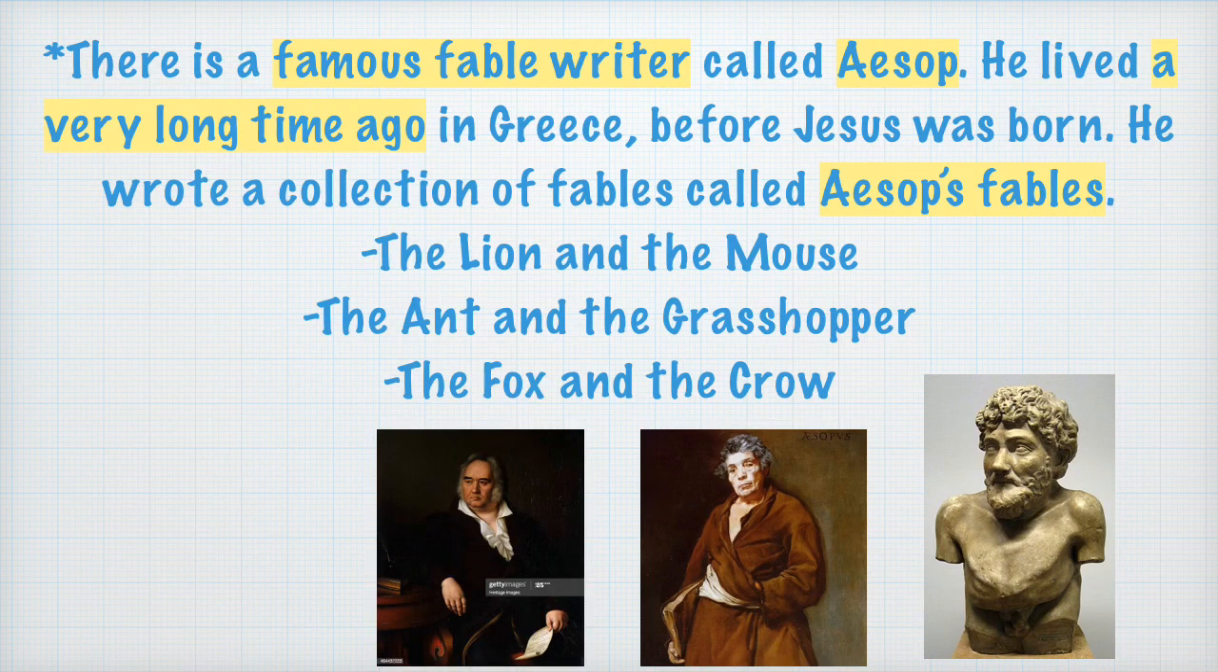There is a famous fable writer called Aesop. He lived a very long time ago in Greece, before Jesus was born. He wrote a collection of fables called Aesop's Fables. For example, the lion and the mouse, the ant and the grasshopper, the fox and the crow. Can you see the pictures? These are the pictures of Aesop, the famous fable writer.